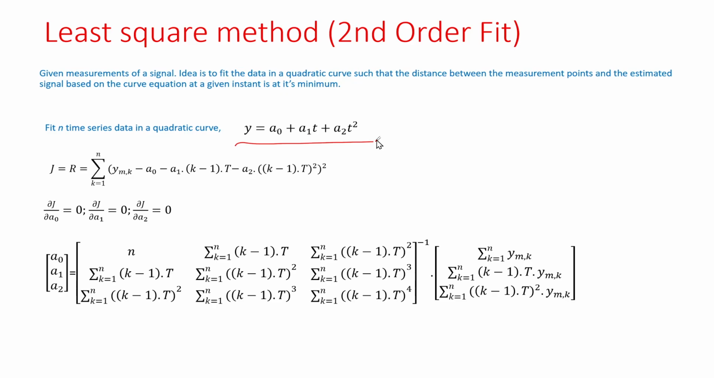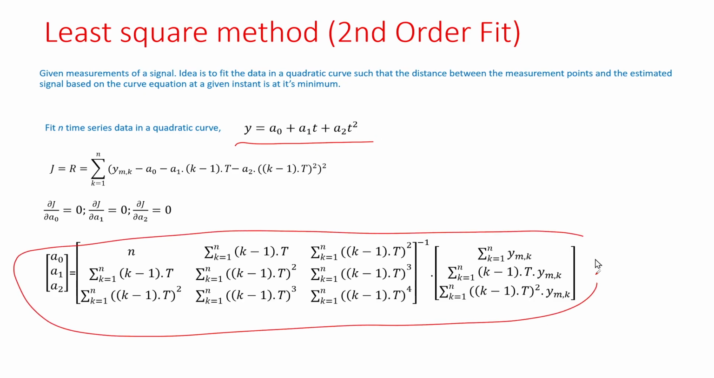So, del J by del A0, del J by del A1 and del J by del A2 have to be 0, and you have to solve the three simultaneous linear equations. Once you solve these, you get your output. The methods are the same and it is just an algebraic equation. When I say k runs from 1 to n, n is the number of data points you would like to fit into a second order polynomial.